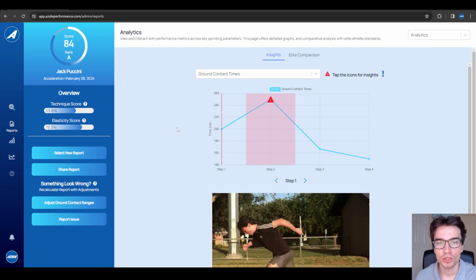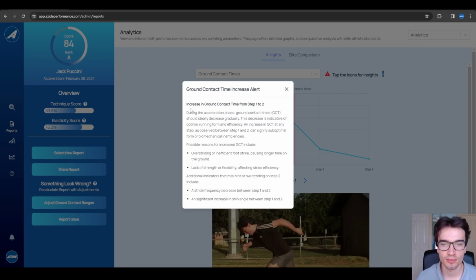So during acceleration, we expect to see a consistent decrease in ground contact times, right? If you have good acceleration form, you'd expect to see your ground contact time for each step decrease. And step one being the highest ground contact time step of your whole sprint, even during a 100-meter sprint, for example. Step one should always be the highest. So because we have this increase here, the system has added a warning icon for step two, and we can click on that to find out some more details.